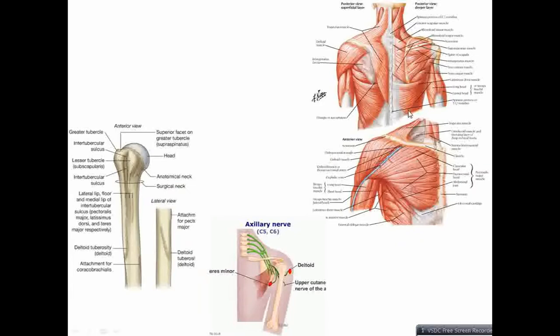See the origin of the deltoid muscle, originating from the spine posteriorly, anteriorly the clavicle, and laterally from the acromion process. Insertion: deltoid tuberosity of the humerus. So it is inserted to the deltoid tuberosity of the humerus, which is seen on the lateral aspect of the humerus.